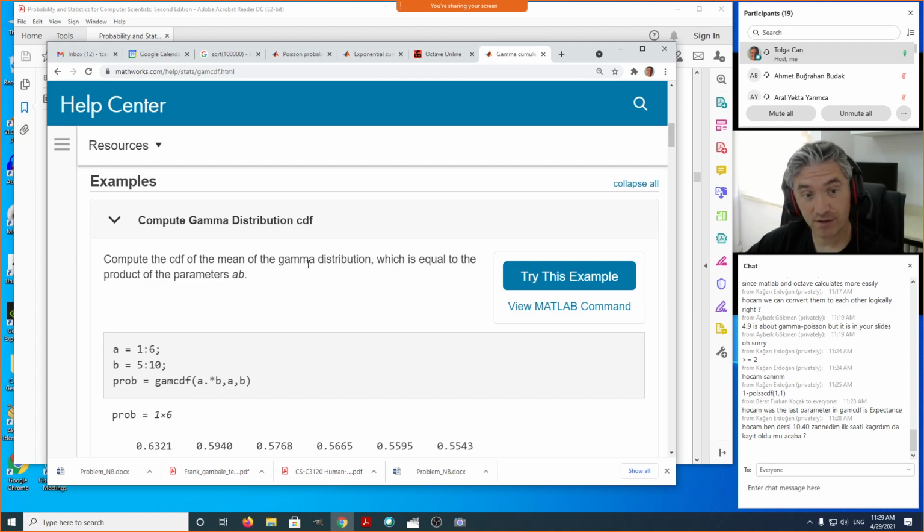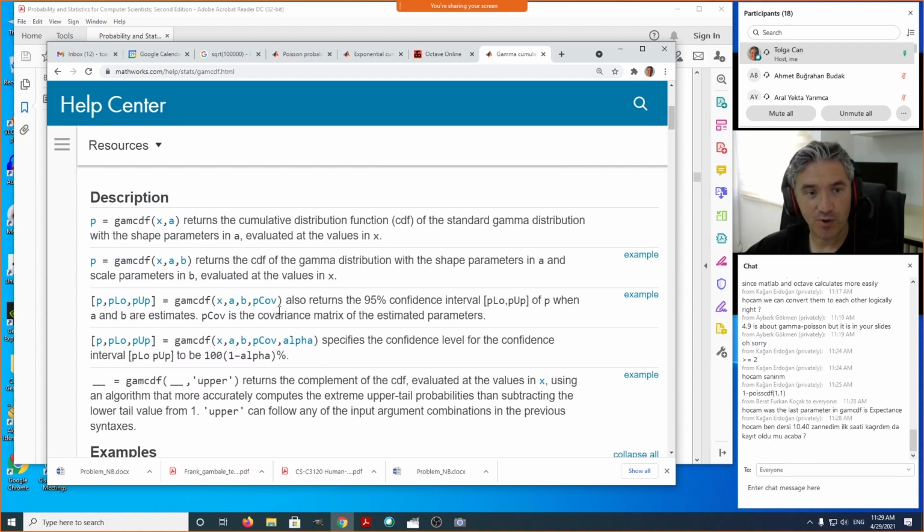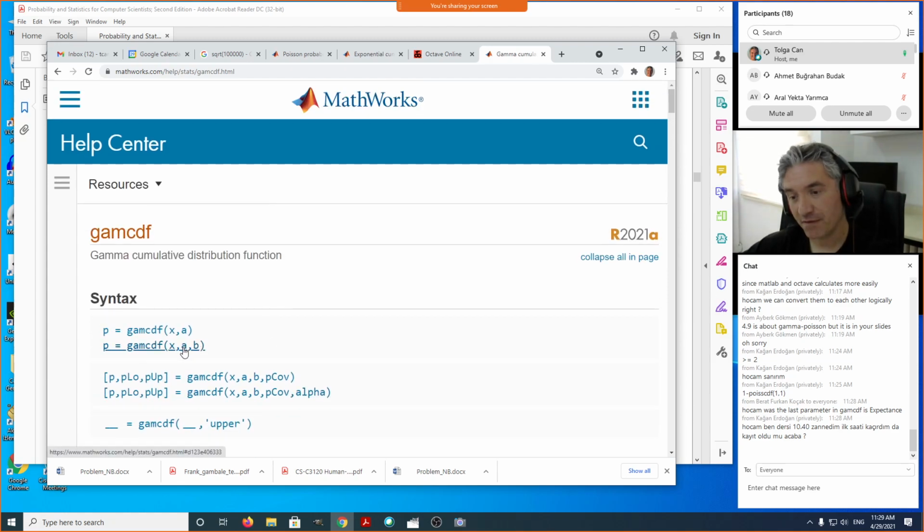So the expectation here is not B, the second parameter of gamma. B is actually the 1 over lambda. It's like the expectation of the exponential distribution. So the relationship, if you remember, gamma is a summation of exponential variables. Both in gamma CDF and exponential CDF, they use 1 over lambda as one of the parameters. So this B here is 1 over lambda, and A is your alpha. So A times B is the expectation of the gamma random variable here.